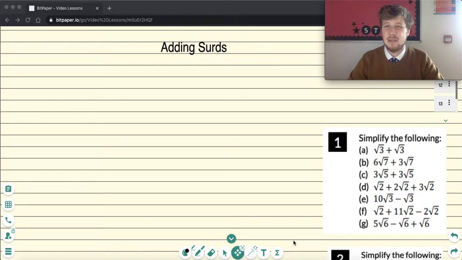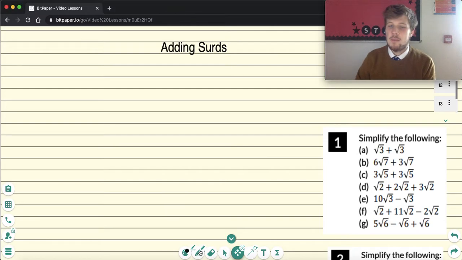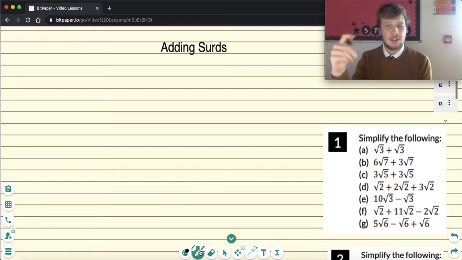Exploring the idea of surds and how we can add them together. To start off with, we need to change the way we think about surds. More often than not, a surds question is going to ask you to simplify the following. And we've known how to do this with other types of numbers.